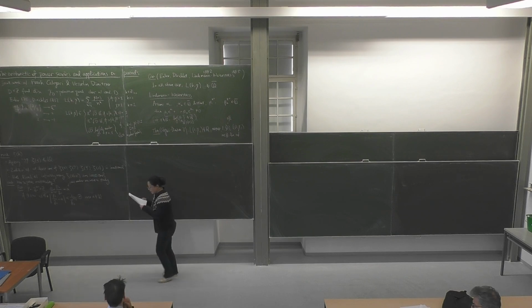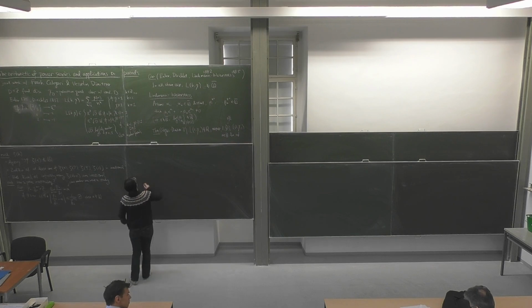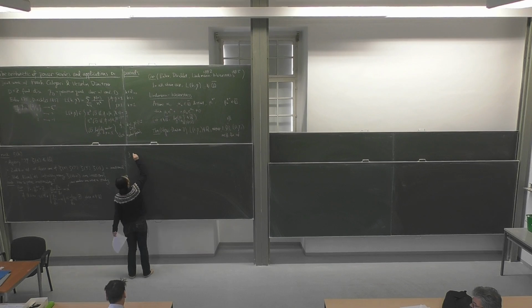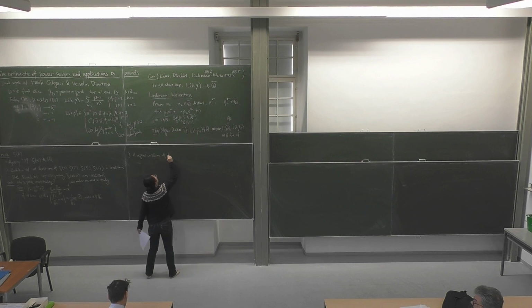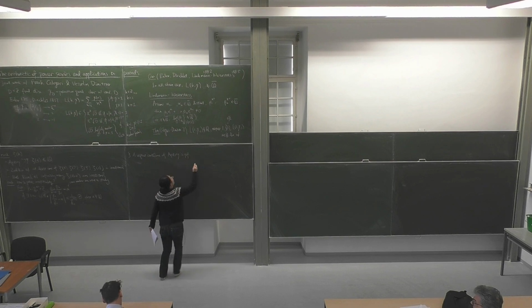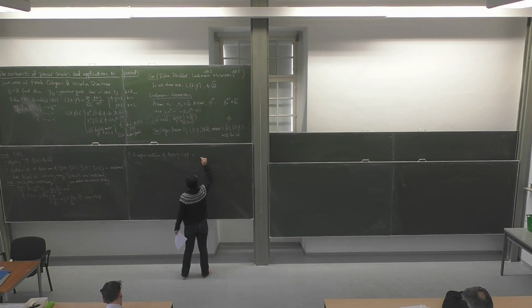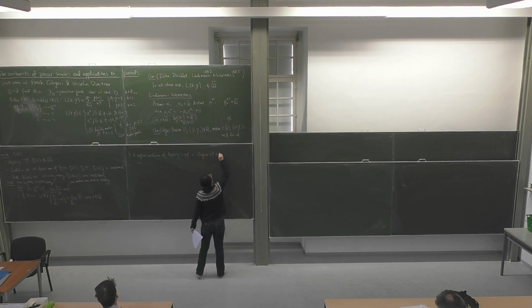Okay, then let me just talk about the outline of Apéry's proof, and also I'm going to talk about some properties of Sagi's rational approximation.